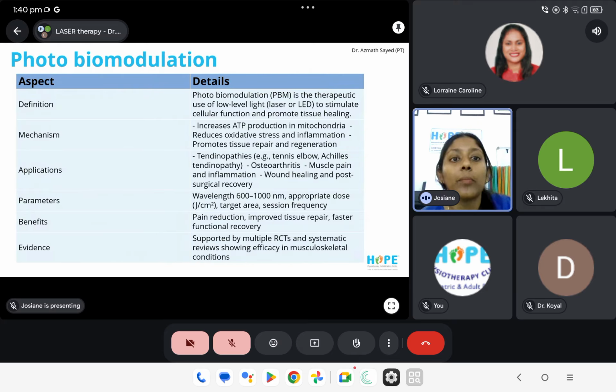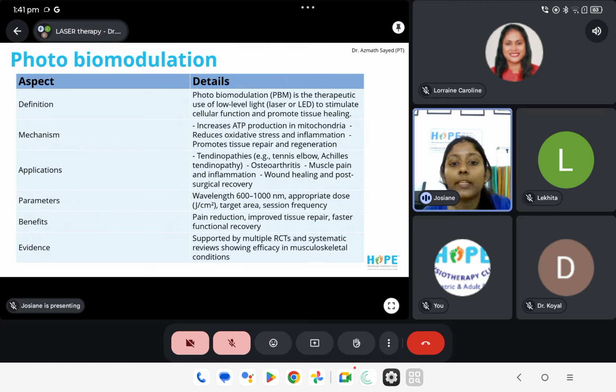So what is photobiomodulation? This is the key principle used in laser therapy. The definition is, it is the therapeutic use of low level light to stimulate cellular function and promote tissue healing. Its mechanism includes increasing the ATP production in mitochondria, which reduces the oxidative stress and inflammation, and then promotes tissue repair and regeneration. It can be used in tendinopathies like tennis elbow, Achilles tendinopathy, osteoarthritis, muscle pain and inflammation, wound healing, and post-surgical recovery.